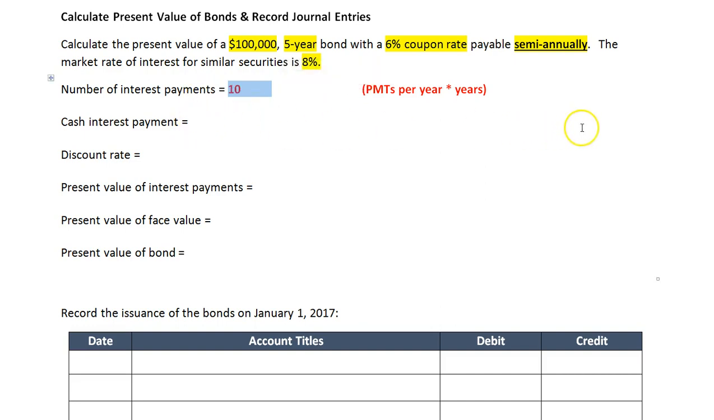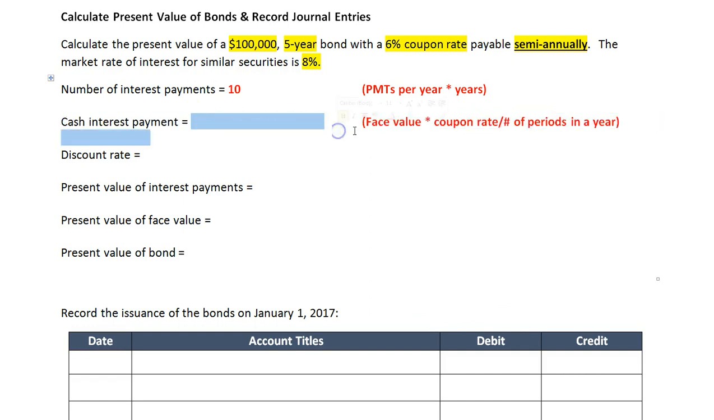The cash interest payment is always given by a formula. It is equal to the face value of the bonds times the coupon rate per period. So the face value times the coupon rate per period. All right, so this is going to be 100,000 times the 6% coupon rate divided by 2. So here's the formula, and then here is what it adds up to be, $3,000, and this is going to be every 6 months or twice a year.